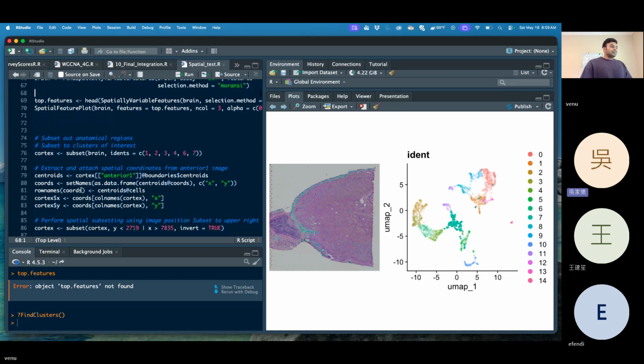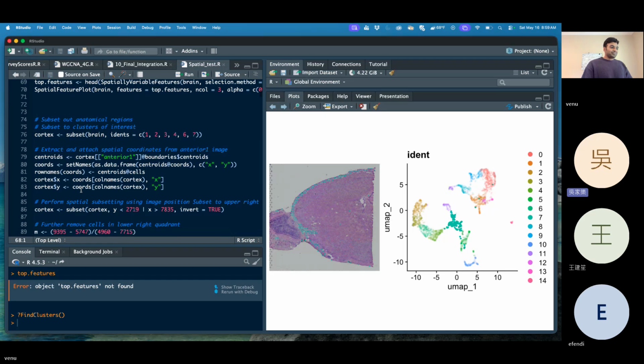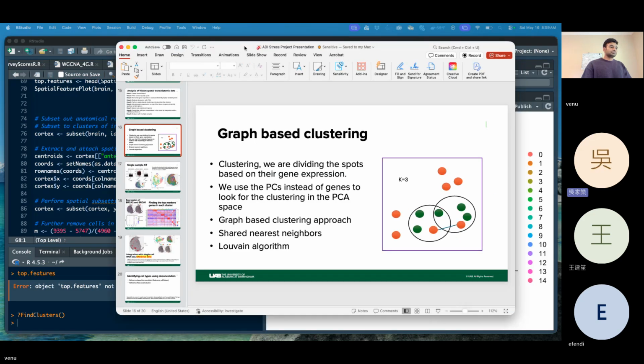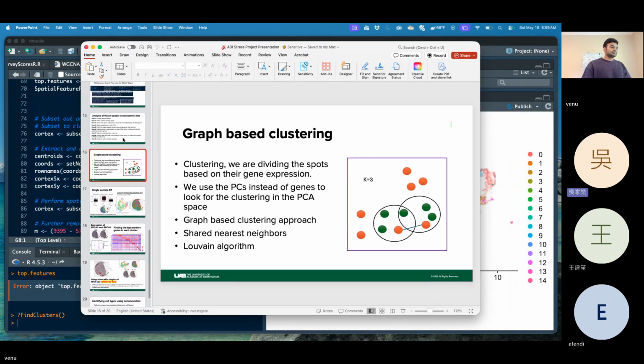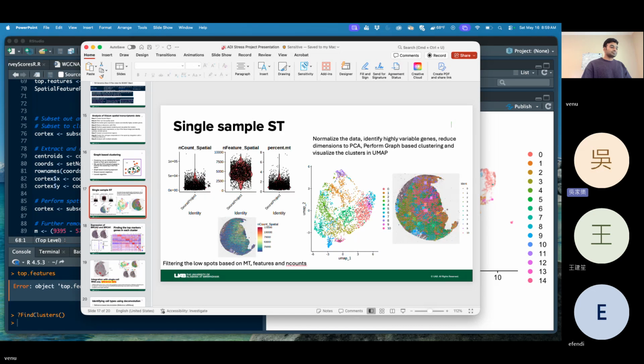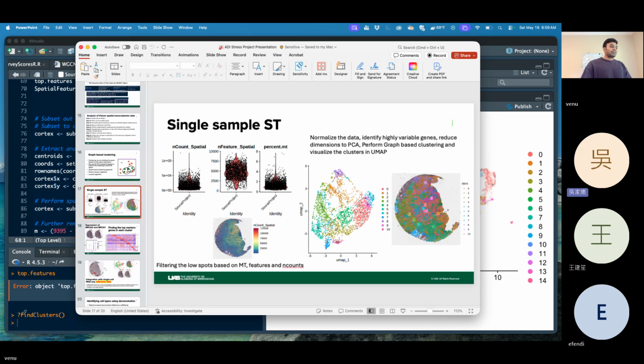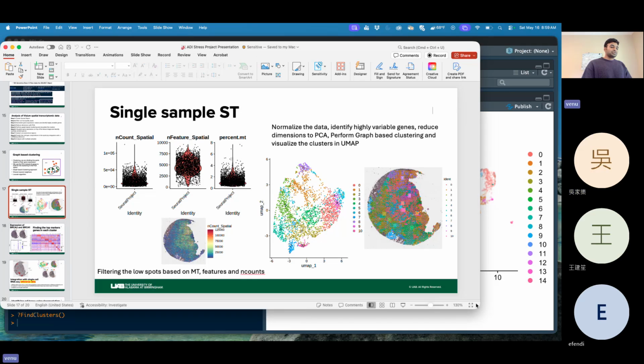Okay, I see. Now back to your PowerPoint slide. In one of your slides, the title of the slide is "single sample ST". Yes, this one.